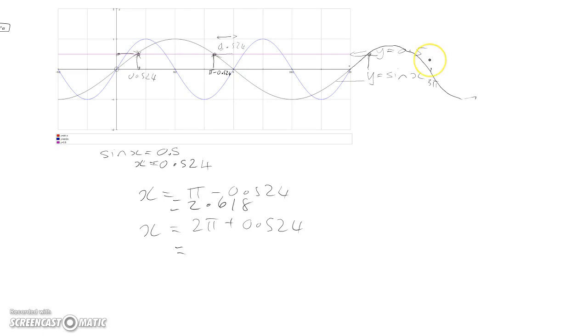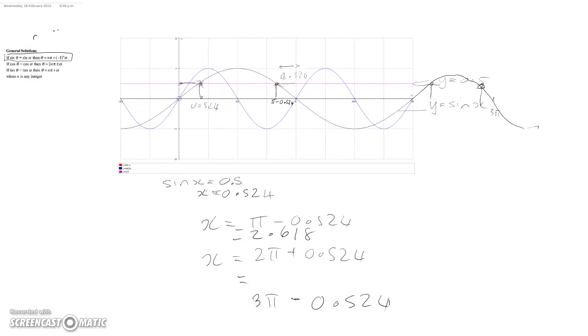And this next one over here, well, that's 2 pi. This is 3 pi, so it would be 3 pi minus 0.524, because it's to the left of it. Happy with that? And so on and so forth. The next one will be 4 pi, 5 pi, etc. Let us have a look at our general solution.